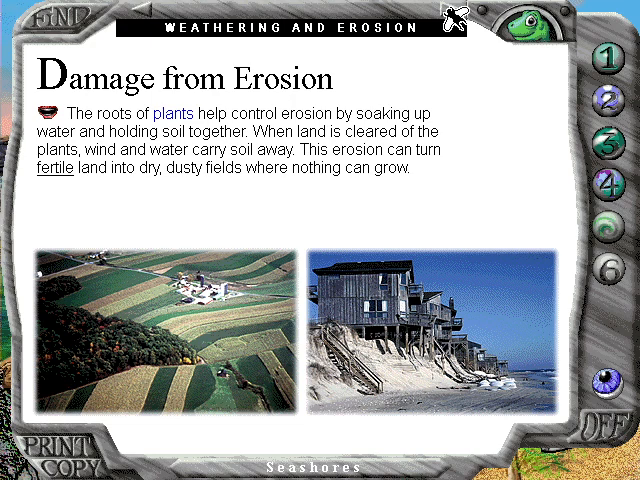Damage from erosion. The roots of plants help control erosion by soaking up water and holding soil together. When land is cleared of the plants, wind and water carry soil away. This erosion can turn fertile land into dry, dusty fields where nothing can grow.